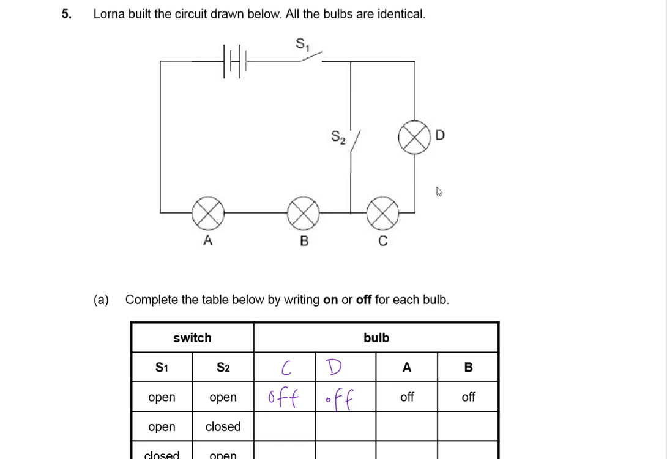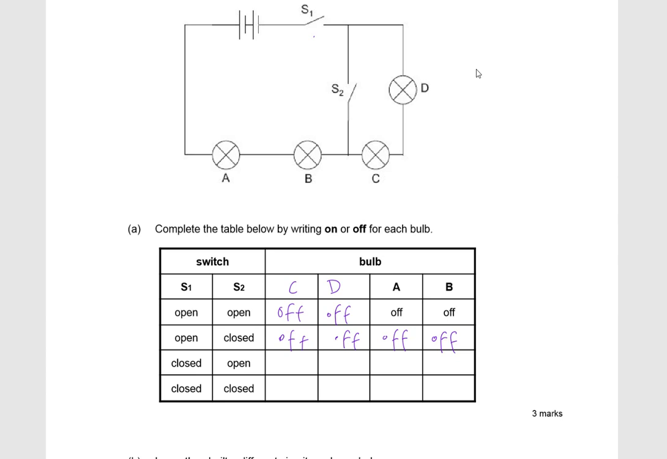Now if this is open and this is closed, what happens? Look, current goes through, goes here, but look, it's blocked. So therefore this will be off, off, off, off, because S1 is still open. Now S1 is closed, so this is closed. S2 is open, so therefore current will go through this way. So therefore, this will be on. This will be on. This will be on. This will be on. Okay.